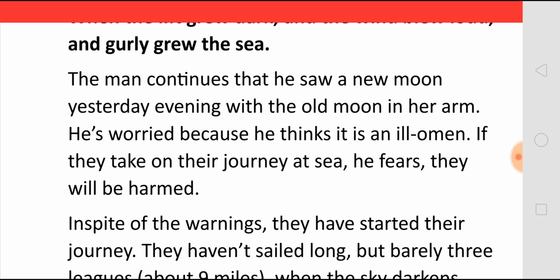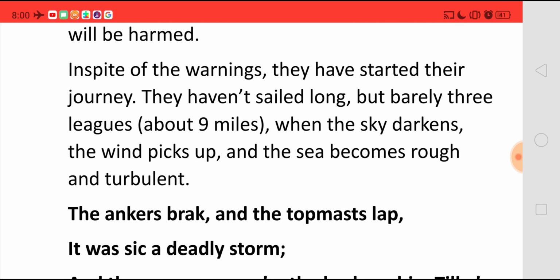The man continues that he saw a new moon yesterday evening with an old moon in her arm. He is worried because he thinks it is an ill omen. If they take on this journey at sea, he fears they will be harmed. In spite of the warnings, they have started their journey. They haven't sailed long, but barely 3 leagues, that is only 9 miles. When the sky darkens, the wind picks up, and the sea becomes rough and turbulent.